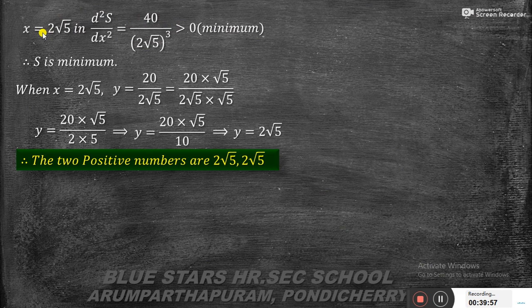So now I consider the positive, x equal to 2 root 5. Therefore I substitute in the second derivative. That means d square s by dx square, I substitute x equal to 2 root 5 in this equation. So I got the answer positive, greater than 0. Greater than 0 means minimum. Therefore s is minimum.